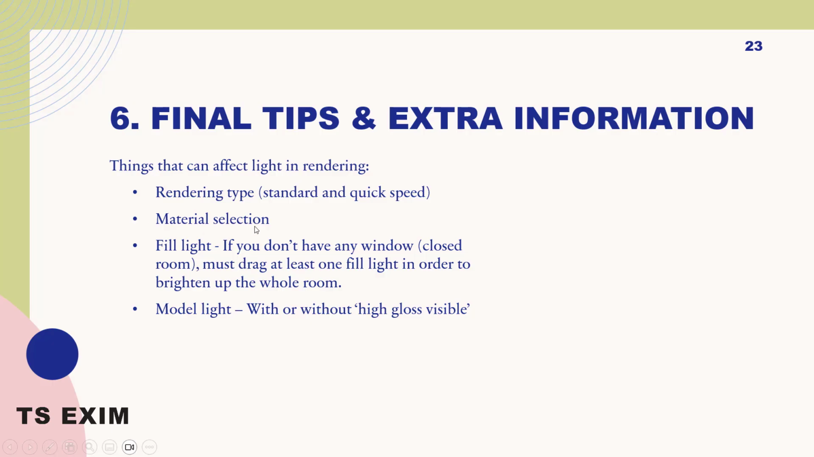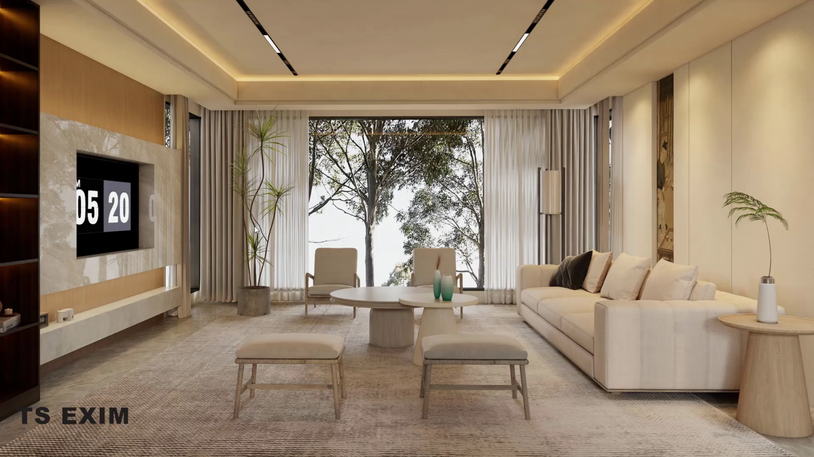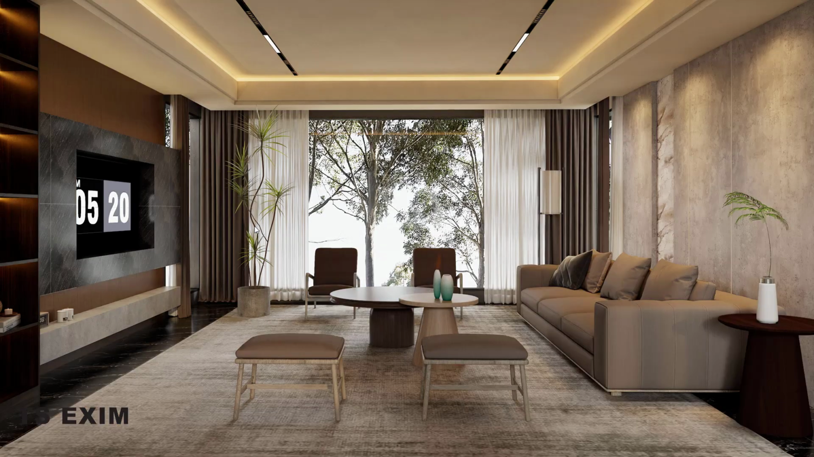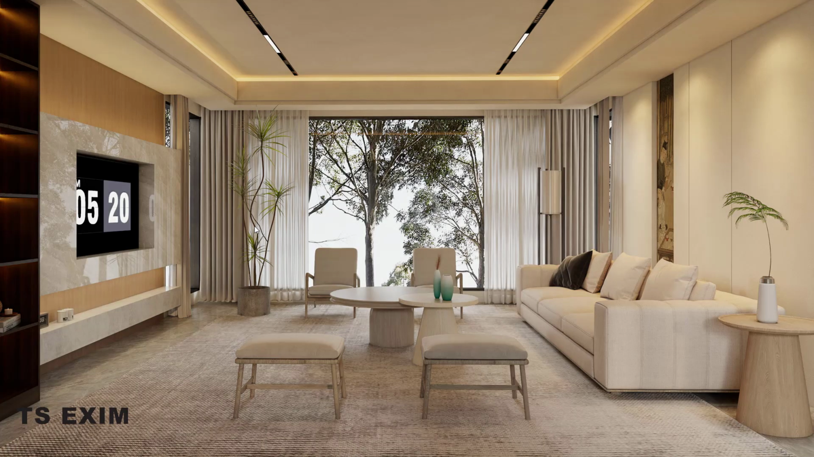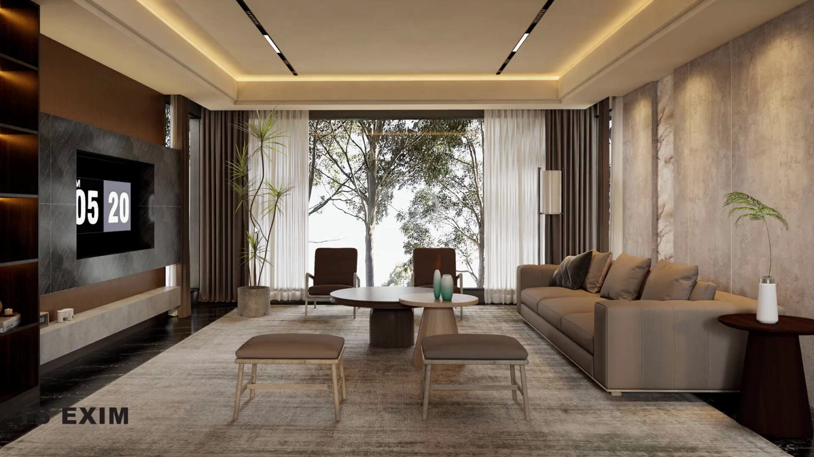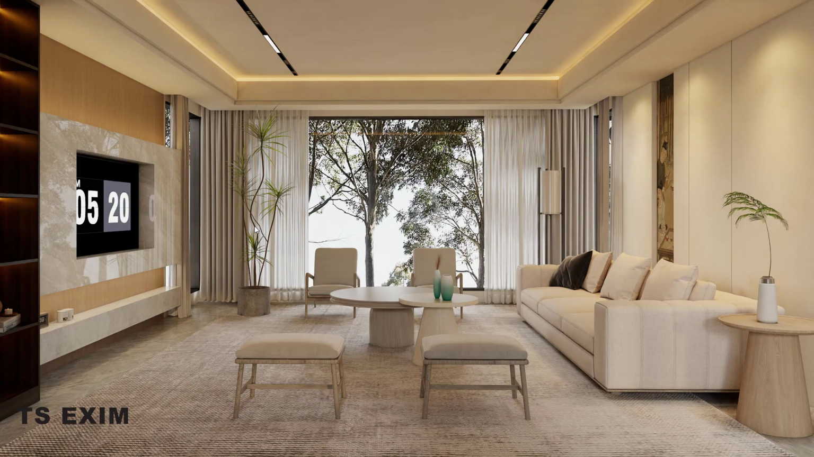Next, we have material selection. Material selection also plays an important role when you render. If you use light tone material for your finishing, when you render, you can see brighter effect. But if you use darker shade or darker tone finishing, of course, it will give you darker light illusion. You can see this one, I only changed the material. Furniture is the same. It will give you darker illusion. So material also is very important. If you want brighter rendering, please make sure you use a light tone or light shade material.